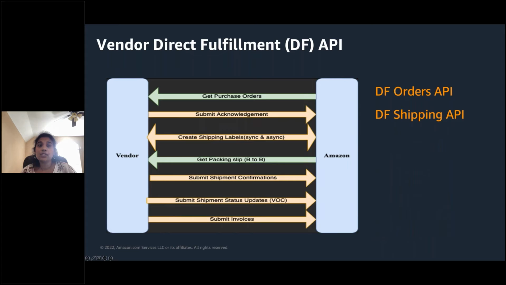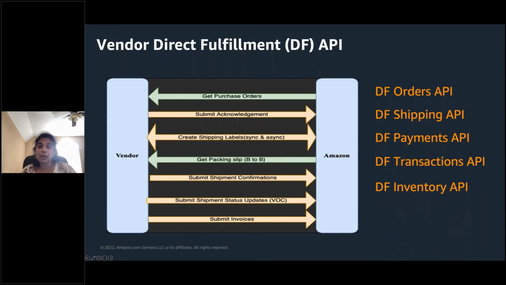And then we have the shipping API. This offers a slew of operations. Using this, you can request and receive shipment labels synchronously and asynchronously, get packing slips for B2B orders, submit shipment confirmation, and submit shipment status updates. Next off, we have the DF payments API to submit invoices to Amazon. And we also have the DF transactions API. This is the same as what we have in retail to check the transaction status of the post-transaction.